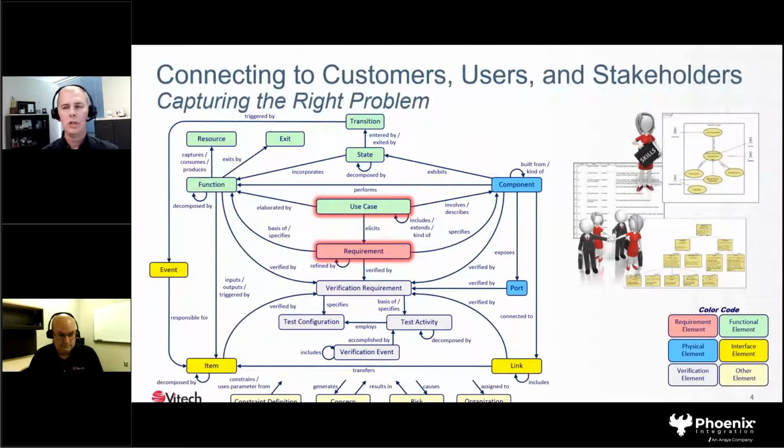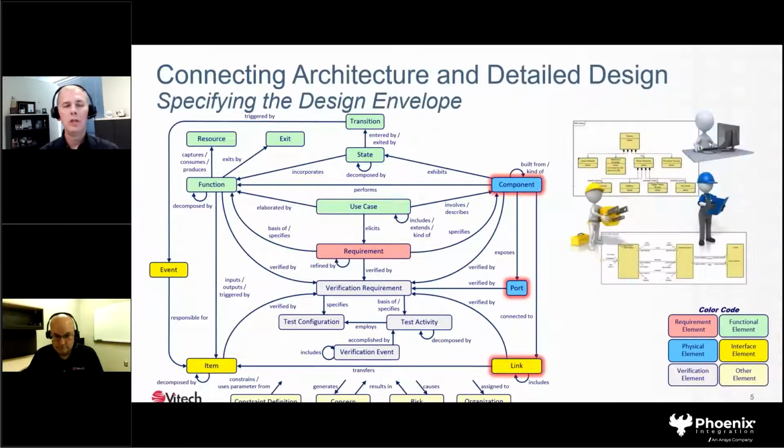In the early stages, we talk to users and customers and stakeholders through the techniques of use cases to elicit the right requirements, to ensure that we are actually solving the right problem. In the middle of the engineering phase, we are specifying the design envelope as encoded in the architecture so that we can feed that information as the starting point for detailed design to ensure that each part is built properly with knowledge of the interconnects, with knowledge of the requirements that they're linking back to.